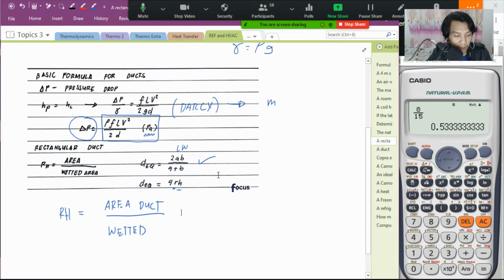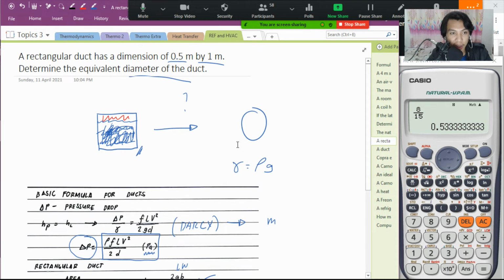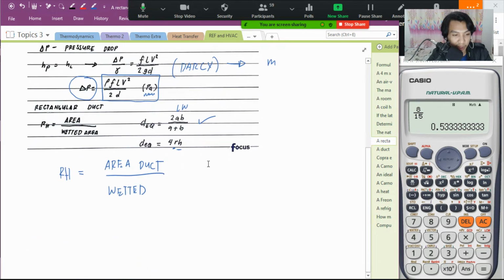Kapag rectangular, ngayon, ito naman ang tinatanong kasi dito, the equivalent diameter of the duct. Ang binigay sa'yo dito is rectangular. Now, the equivalent diameter, that is equal to 4A over the projected area, or the area of the flow. Pagpalagay natin, lahat naman yan na-occupy. So, that is 4 multiplied to the area ng duct.